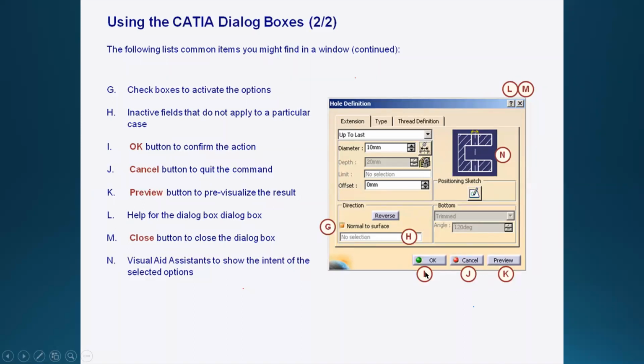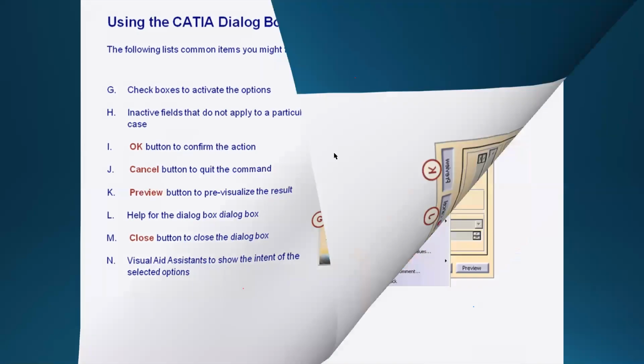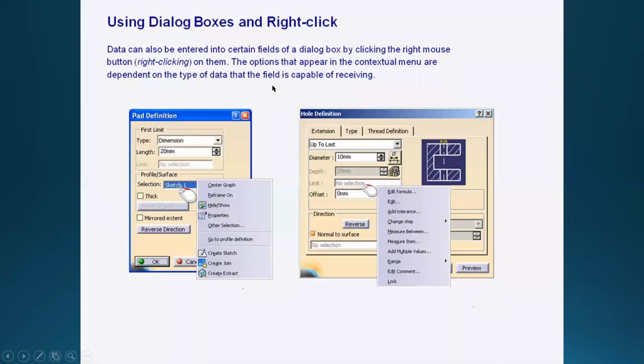This is the OK button, I think all of you know. Cancel option is also there for quitting. Preview: if you are doing a pad, before clicking on OK, if you click on preview, you can see the visual. This one is for help and this one is for close. Here also, for right click, I told you, the drop down menu will come like that only. It is shown if you right click on that.